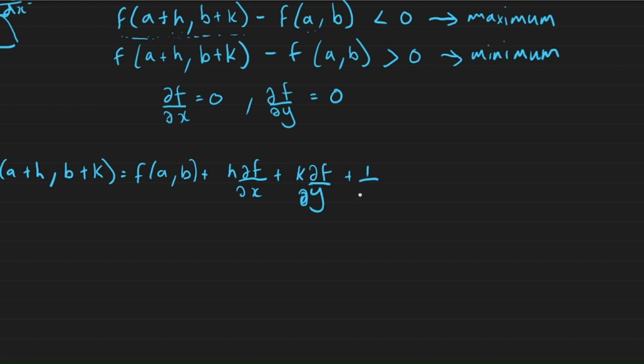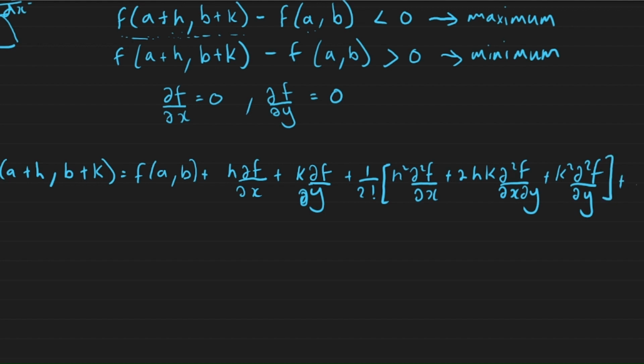So then we look at the second order derivatives. It starts off with 1 over 2 factorial, all times h squared times the second derivative with respect to x. And remember, we have two mixed partials, so we have to have a 2 in front there because it's 2 of them. And then we have h times k, and of course the second derivative with respect to both variables. And then lastly, k squared times the second derivative with respect to y.